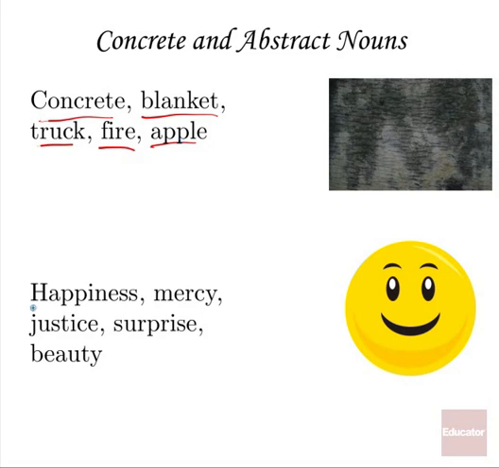Abstract nouns, by contrast, are happiness, mercy, justice, surprise, or beauty. Most people would agree that these things exist, but they're not things that you can touch, see, or hear. Your senses don't tell you a whole lot about them, so they are abstract nouns. And again, these can be singular or plural. You can have one surprise, two surprises. You can have one blanket, two blankets. But you can also have concrete, which you don't really count.